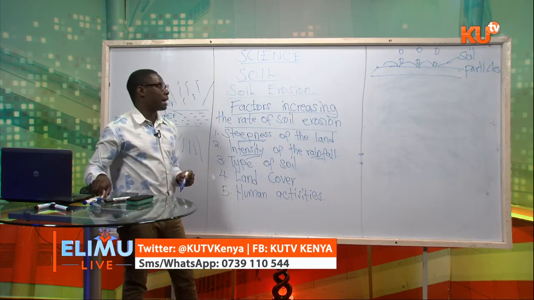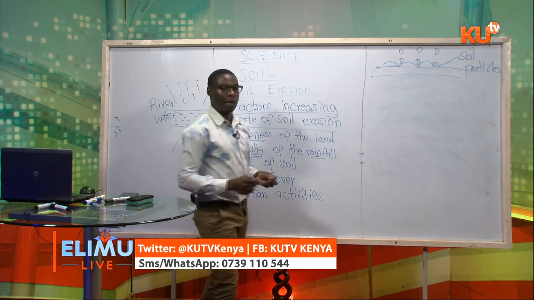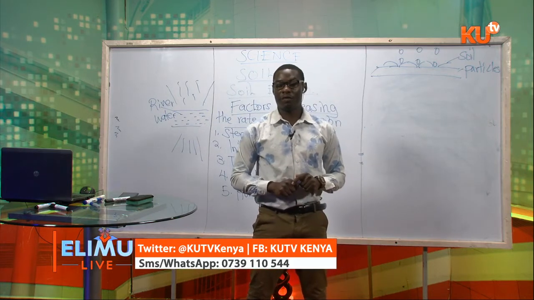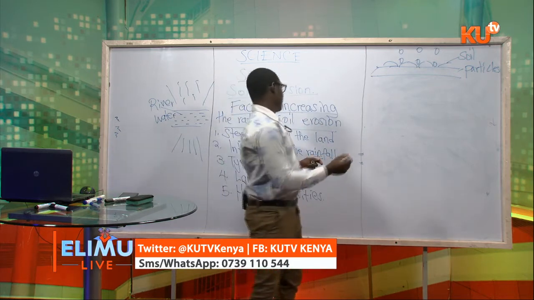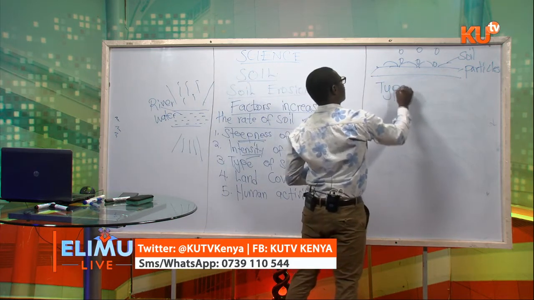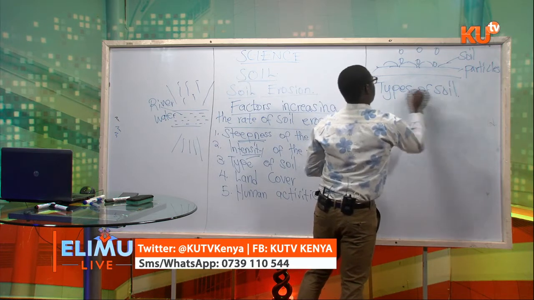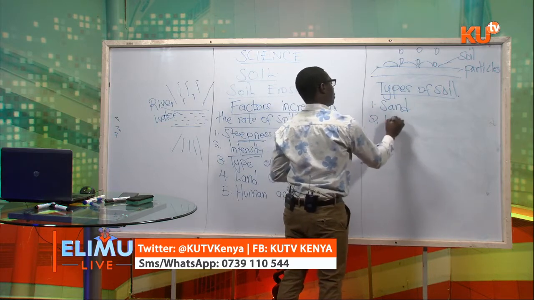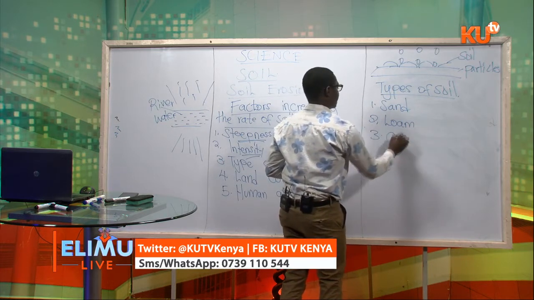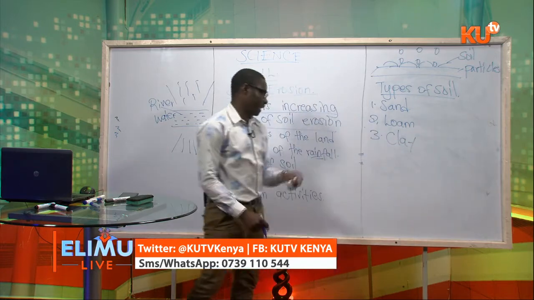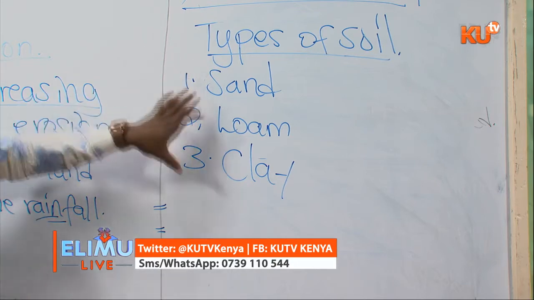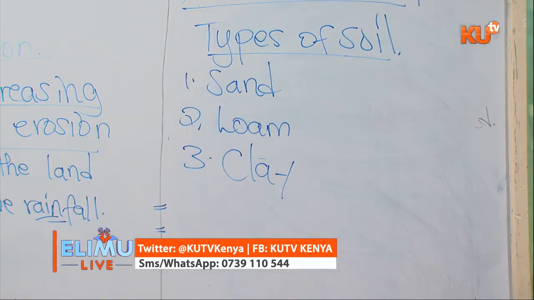Point number 3, we come to type of soil. Now we learn 3 types of soil. You can answer at home, the 3 types of soil. Tell whoever you're watching with. Now, I believe you gave 3 types of soil. You gave 1 as sand soil, 2 as loam soil, and 3 as clay soil. Now, these 3 types of soil determine the rate of soil erosion.